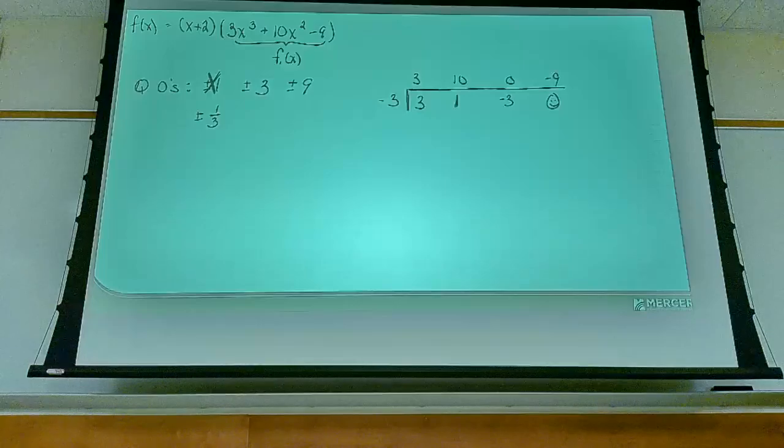We already have the x plus 2. But now we notice that we can factor f1. X plus 3 was a factor. And what's left? 3x squared plus x minus 3. We got it down to a quadratic. So we're done with this algorithm.